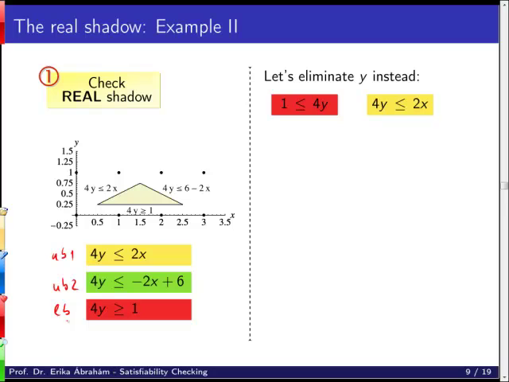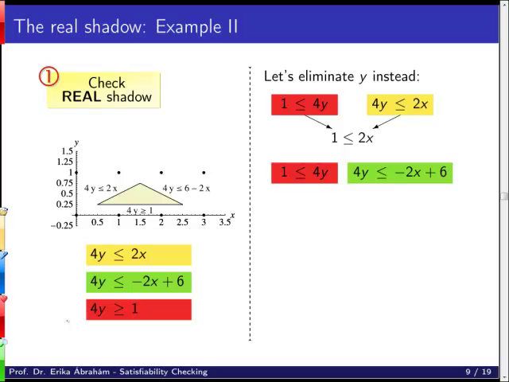So I will do both pairs. First I take this red one and the yellow one, and I see that 1 is less or equal to x is the result. And if I take the other pair, the lower bound with the second upper bound, then I get 1 is less or equal minus 2x plus 6. So far so good. Now I have two inequations containing one variable left, so now I check for the results. And here I get 1/2 less or equal x, and here I get x is less or equal 5/2.